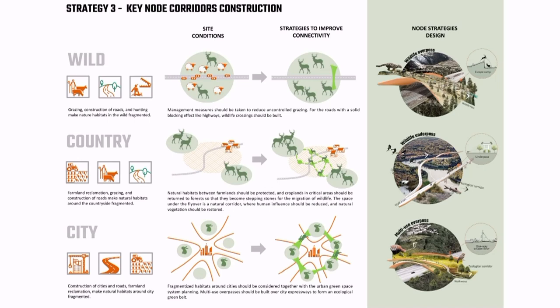The third, key corridor construction. The plan proposes 156 corridors, accounting for 52% of the entire potential corridors we calculated. So we have different building methods and control policies in different areas: in the wild area, country area, and city areas.